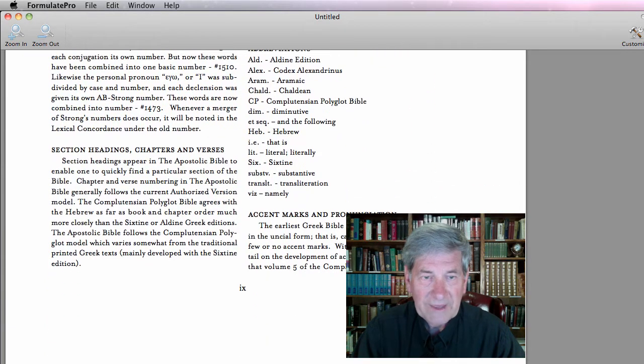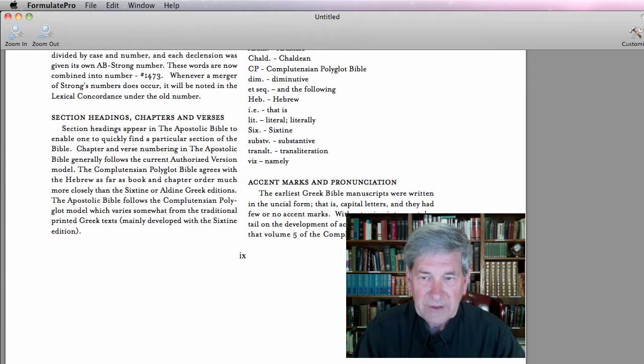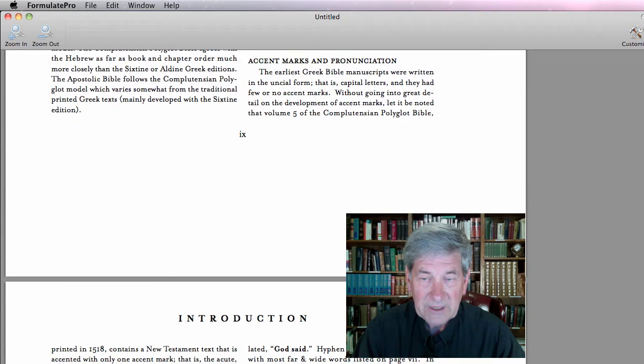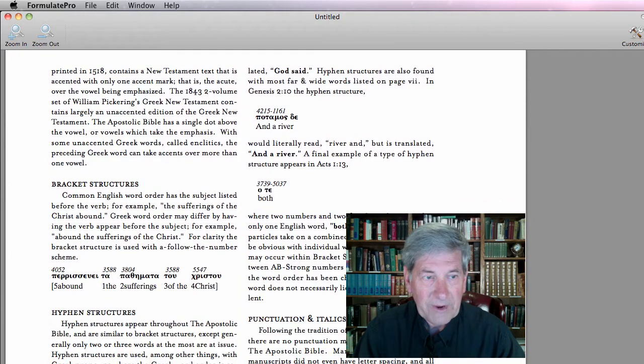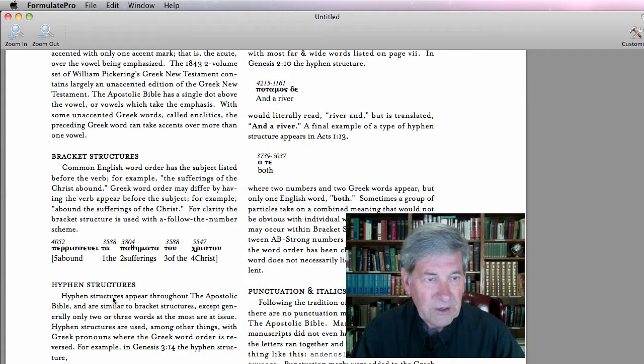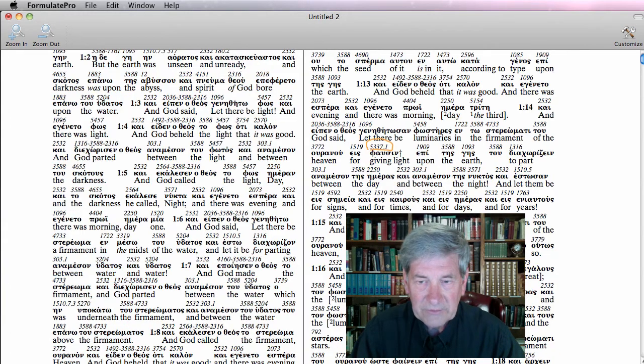Then it goes into the accent marks and pronunciations. The Apostolic Bible English doesn't have quotation marks, and the Greek Bible doesn't have any marks at all. Accent marks are just dots put above the Greek vowel to give emphasis on how to pronounce it. More or less how they do it today. And the original manuscripts had no accent marks at all, so we're actually going closer to the original than today. The bracket structures and hyphen structures, as you see here, are exactly what they say.